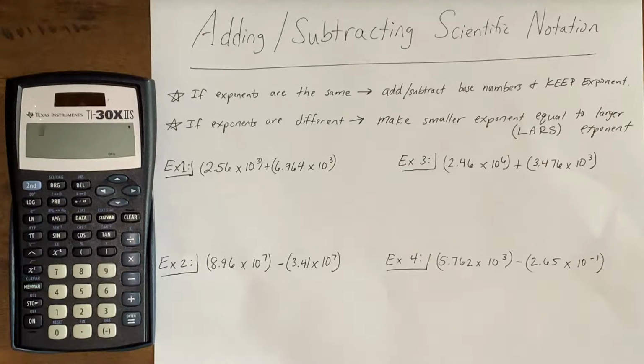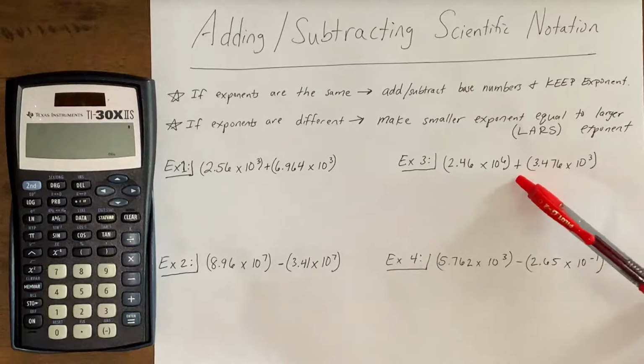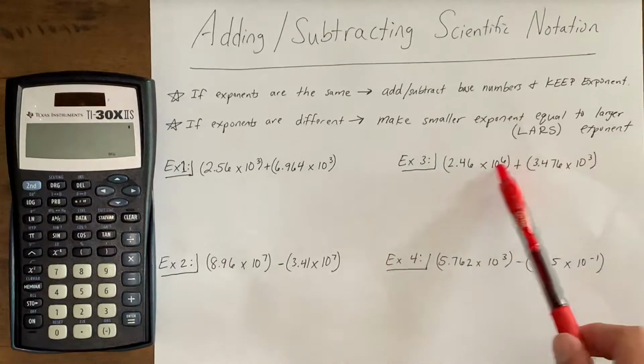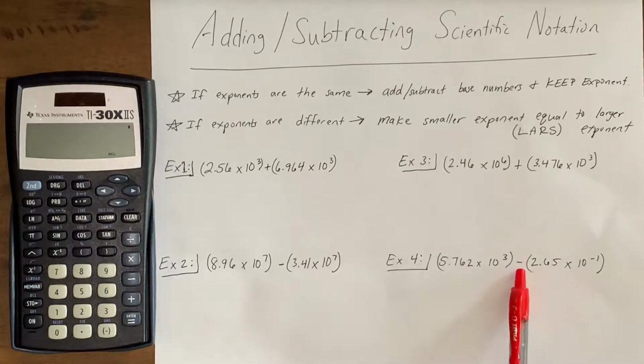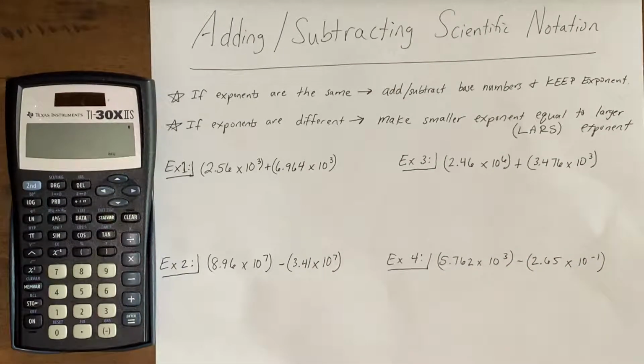Example 1 will be an addition example where the exponents are the same, and example 2 is a subtraction example where the exponents are the same. In example 3, we're going to do an addition example where the exponents are different, so we have to adjust one of the exponents to equal the other. And example 4 is a subtraction example, once again with different exponents.